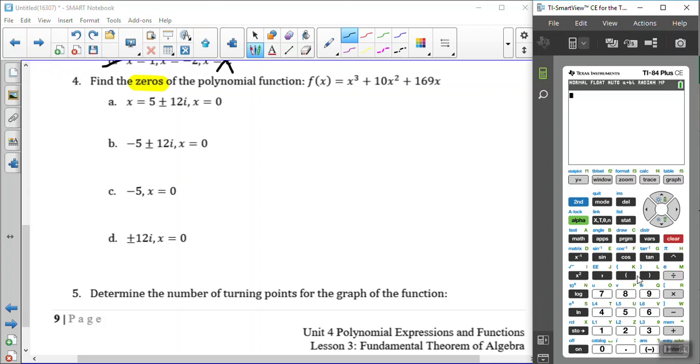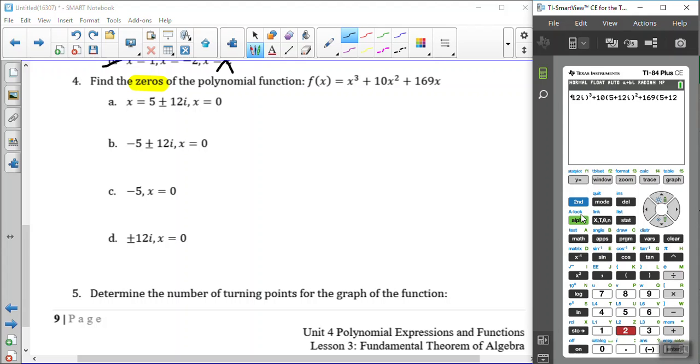Well, I'm going to do it two ways. The one way is putting it in parentheses. Parentheses, my x here is 5 plus 12i, 5 plus 12i, and then to the third power right here, plus 10, and then my x here is, again, 5 plus 12i, squared, plus 169 times the parentheses of 5 plus 12i.